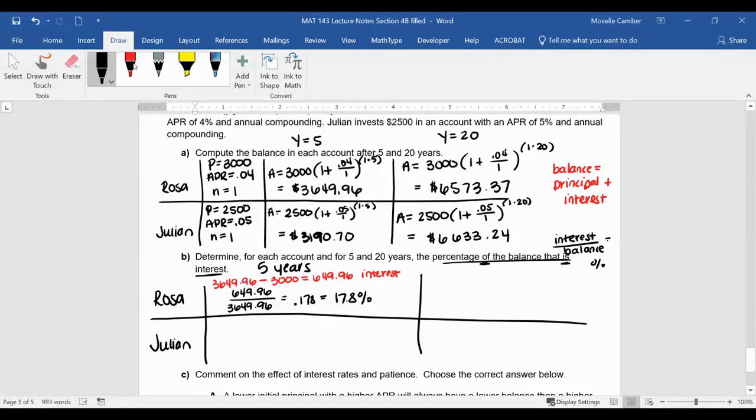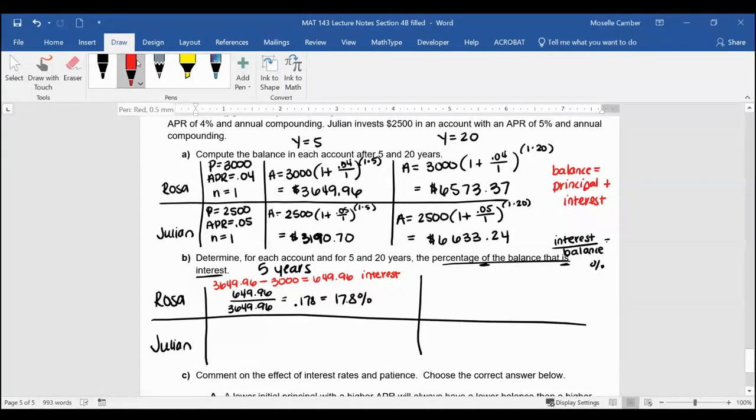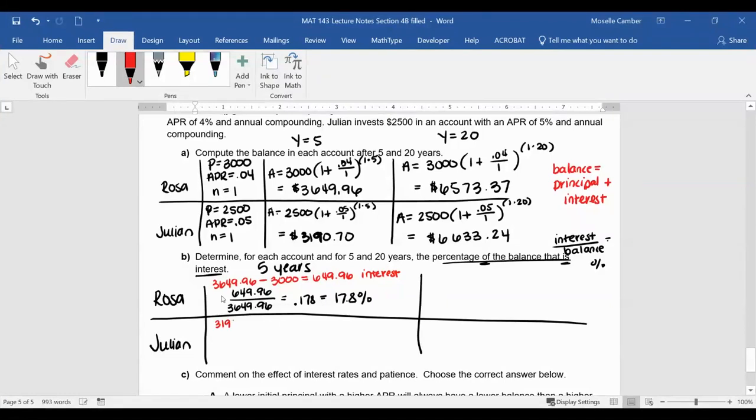Okay, looking at Julian. So his balance was $3,190.70. He put in $2,500. So the amount of interest that he got, can't do that one in my head. $3,190.70 minus $2,500 gives me $690.70. So that's the amount of interest that got put in.